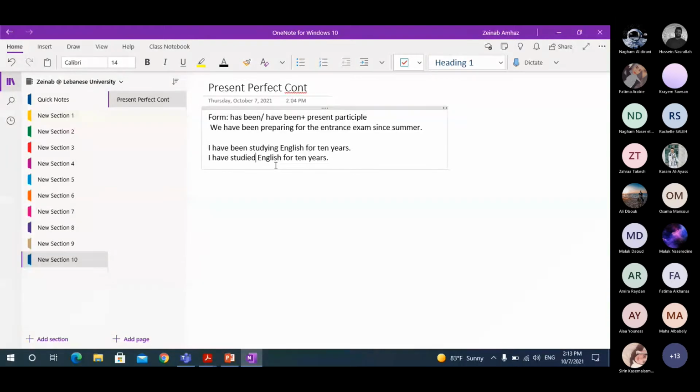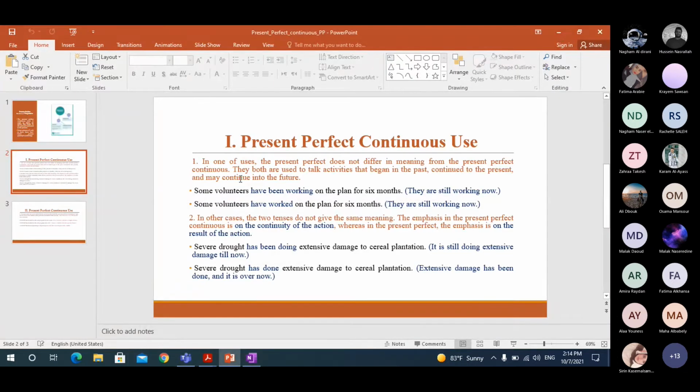What's the difference between these two? Only in the first example, using the present perfect continuous, I'm emphasizing the continuity of the action. I know that the action is still going on, but it shows more with the present perfect continuous. In one of the uses, the present perfect does not differ in meaning. They both are used, as I said, and I explained them orally. Do you have anything to ask about?